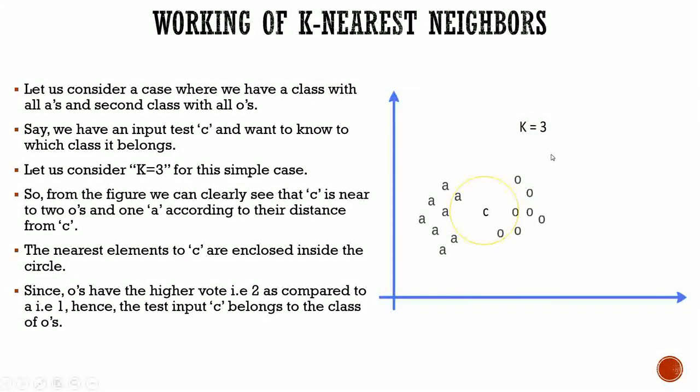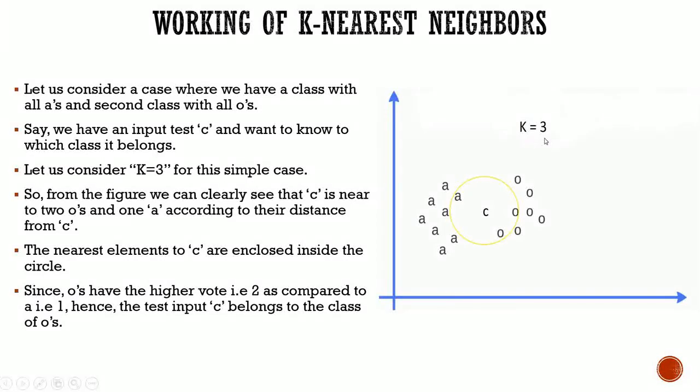We usually try to take k as an odd number because having an even number can cause confusion. If, for example, k is 2 and we want to have two elements which are pretty near to C and make a prediction, it can be this A and this O only. So C won't lie in either of the classes or in both of the classes, which is not possible. So we usually try to have the value of k as an odd number.